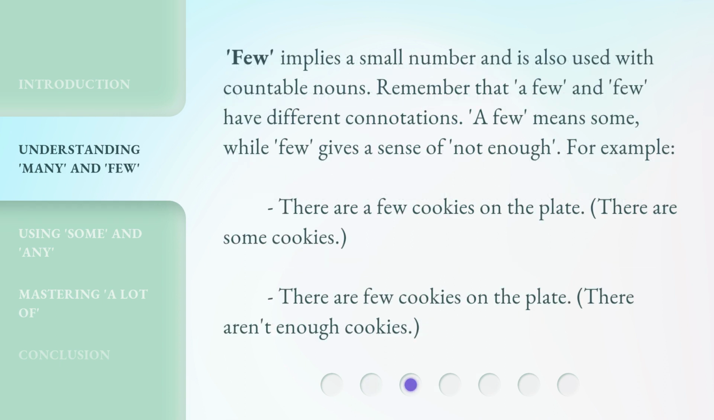Few implies a small number and is also used with countable nouns. Remember that a few and few have different connotations. A few means some, while few gives a sense of not enough. For example, there are a few cookies on the plate. There are some cookies. There are few cookies on the plate. There aren't enough cookies.